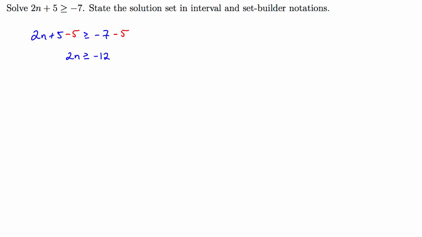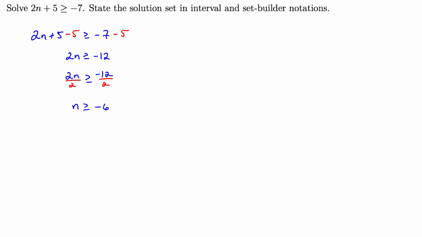To finish solving this inequality, we now need to eliminate the coefficient on the variable. Currently, our variable has a coefficient of 2. To eliminate that, we need to divide both sides of the inequality by 2. Since we are dividing by a positive 2, the inequality will stay what it is, and we will simplify each side. On the left, 2n divided by 2 is n. On the right, negative 12 divided by 2 is negative 6, and the greater than or equal to stays what it was, so we are left with the statement n ≥ -6.